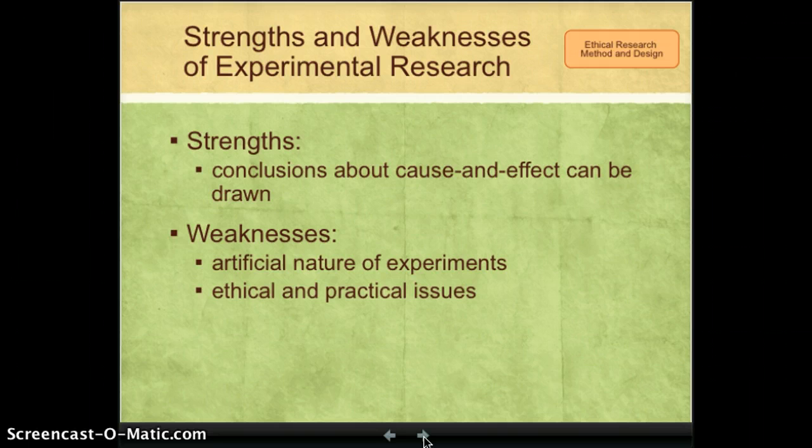The other weaknesses are that experiments are sometimes unable to be done because they are unethical. It would be unethical to abuse children to prove that it's not good for you. And sometimes they're not practical.